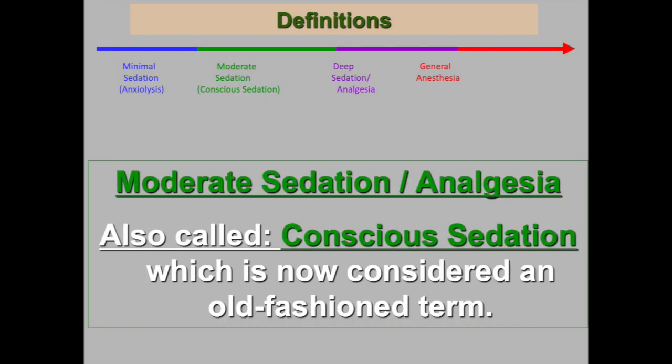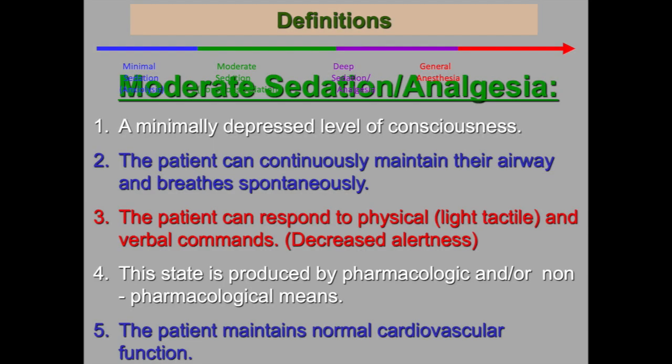Let's look now at moderate sedation analgesia. This, again, is a minimally depressed level of consciousness. The patient can maintain their own airway and breathe spontaneously. They can respond to light touch. You can touch them on their face or their forehead or their shoulder and have verbal commands they'll be able to respond to. But they're just a little bit less alert in this level.